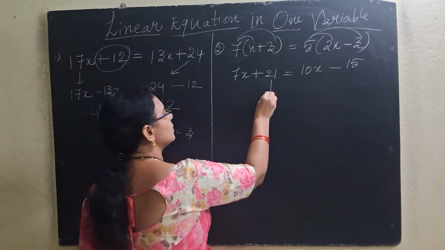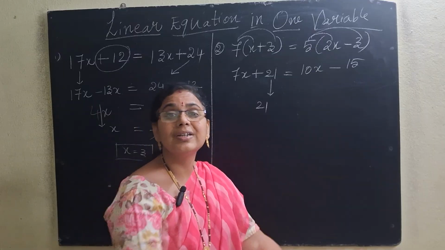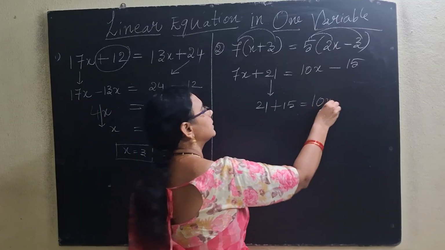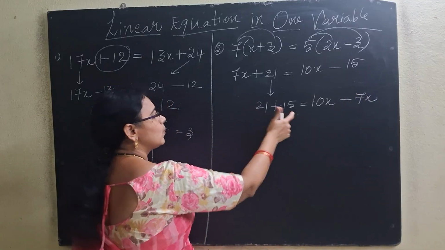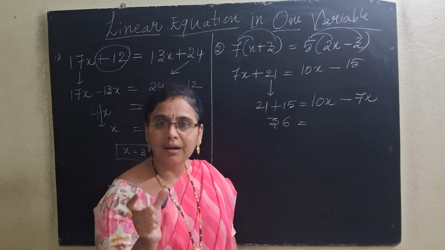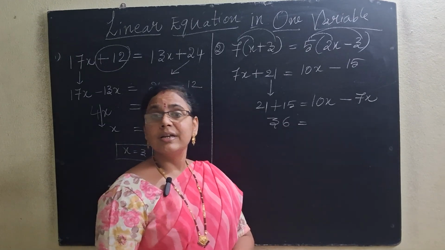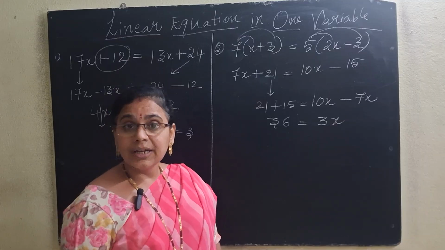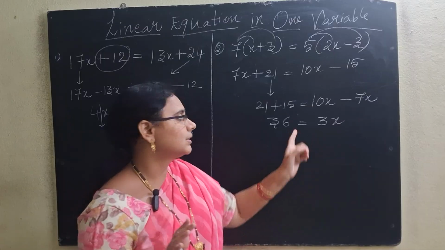Here what is the constant? 21 is equal to, that side, what is the constant? Negative 15. Taking this side, plus 15 is equal to 10x, and 7x transposed to the opposite side, minus 7x. So 21 plus 15, 36. 10x minus 7x, already explained, they are like terms, so we can simplify. 10 minus 7 is 3, variable as it is, 3x. No more confusions between this.